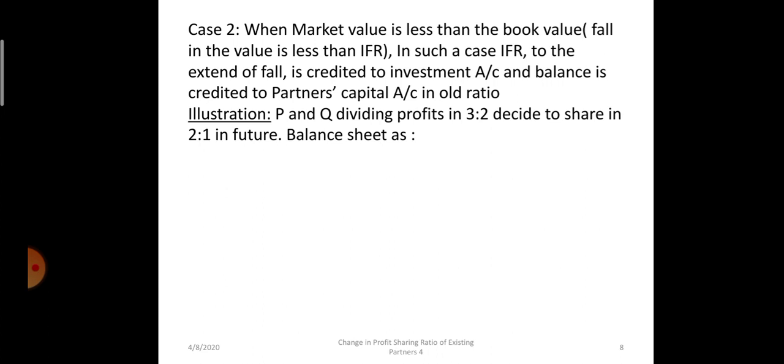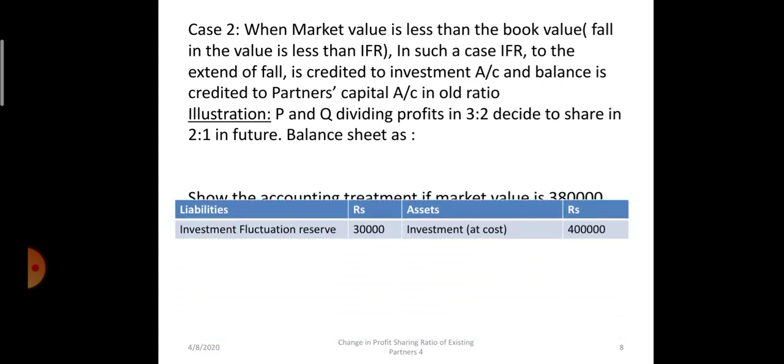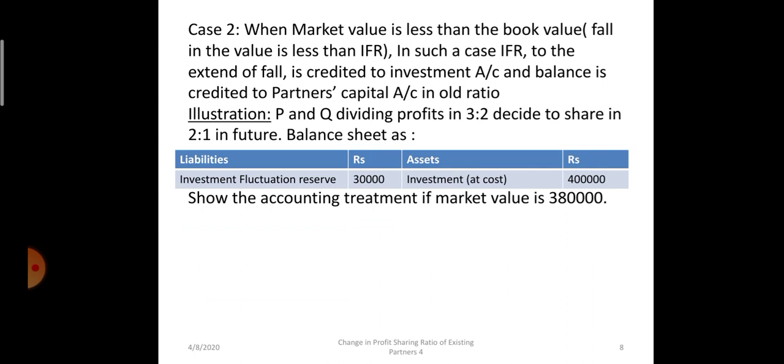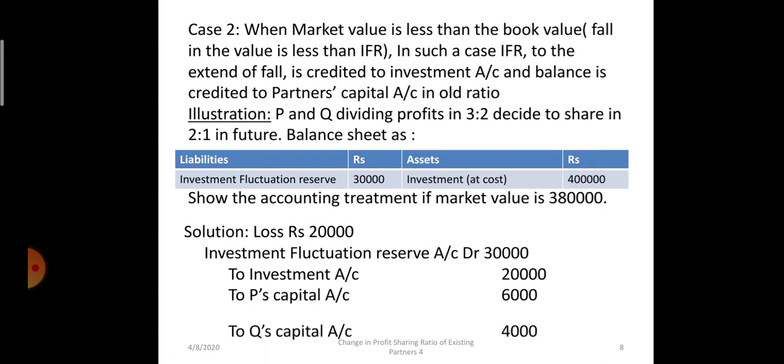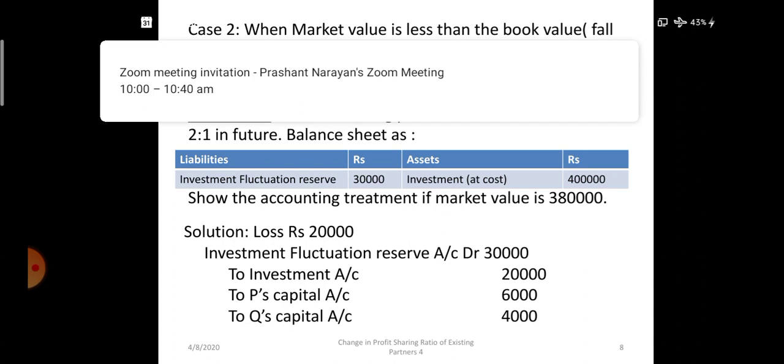See, there are two partners, 3:2 is the old ratio, new ratio is 2:1. Balance sheet is the same, investments appearing at 4 lakh rupees cost price, and investment fluctuation reserve showed 30,000. Market value is 3,80,000, that means a loss of 20,000. So from investment fluctuation reserve balance 30,000, 20,000 will be credited to investment account. Any asset account, when it is credited, its value decreases, and the balance 10,000 will be divided among P and Q in the ratio of 3:2. So P's capital account, Q's capital account, 6,000 and 4,000.